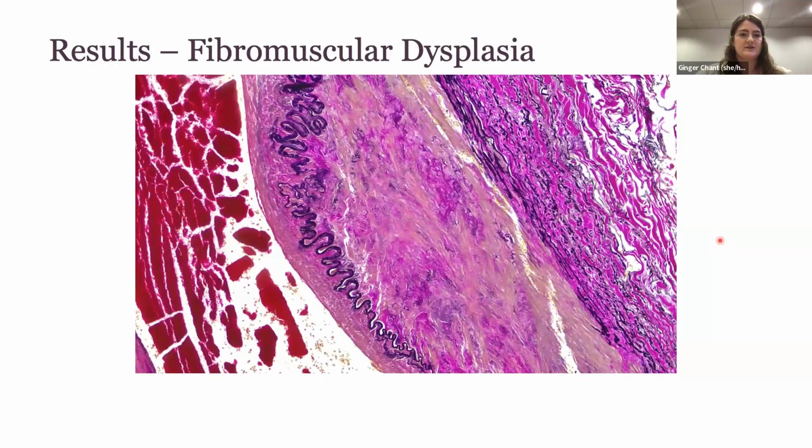This is fibromuscular dysplasia on the VVG or elastin stain, and just further supporting this internal elastic lamina is not interrupted. It's unaffected as it should be, whereas it could be interrupted or affected in atherosclerosis. But we see the changes in the tunica media in between the internal and external elastic lamina.